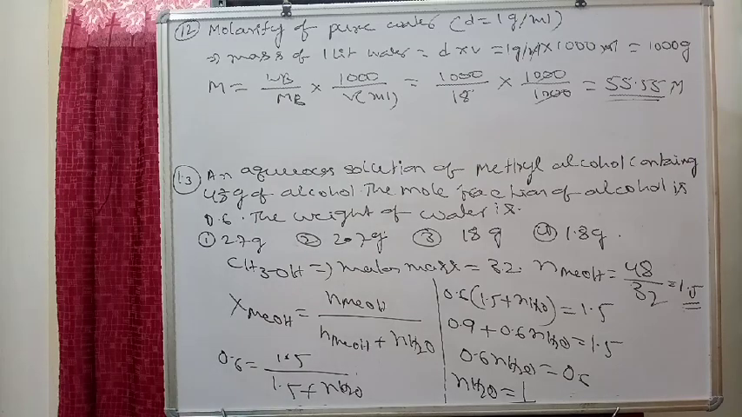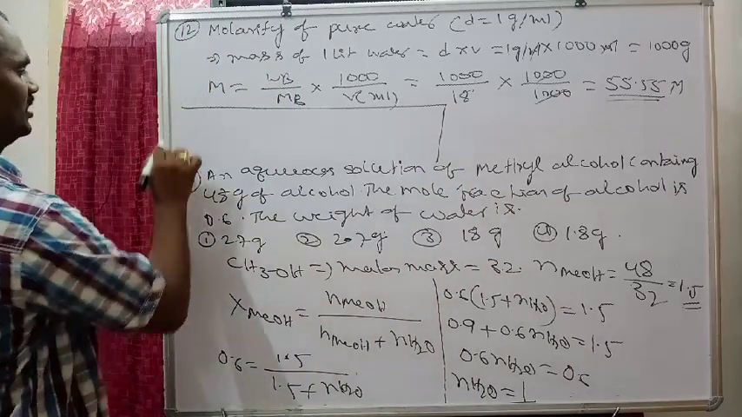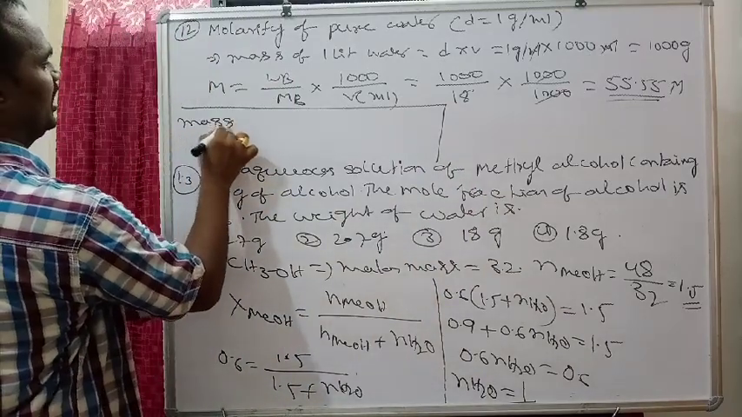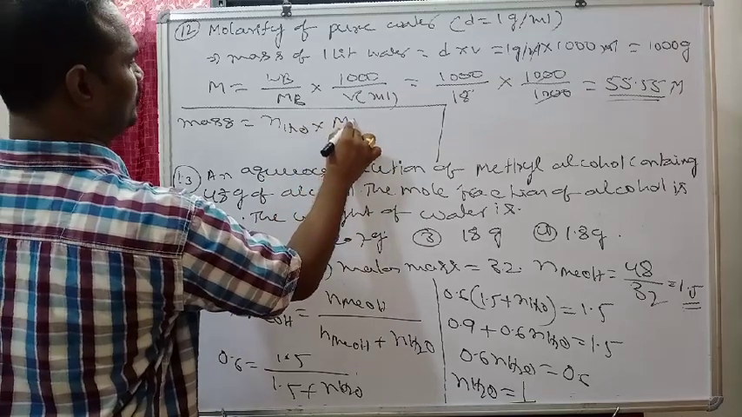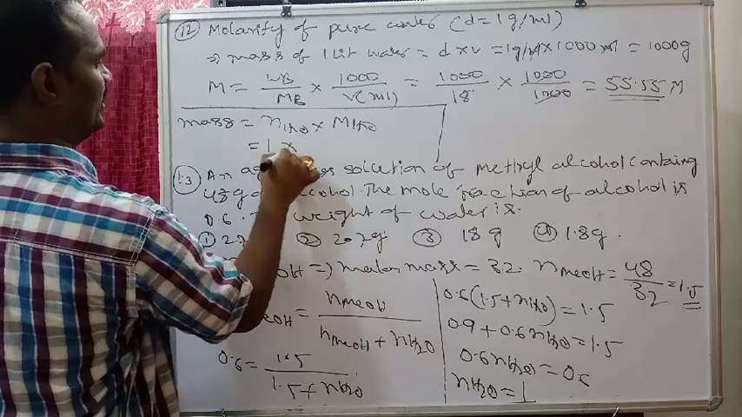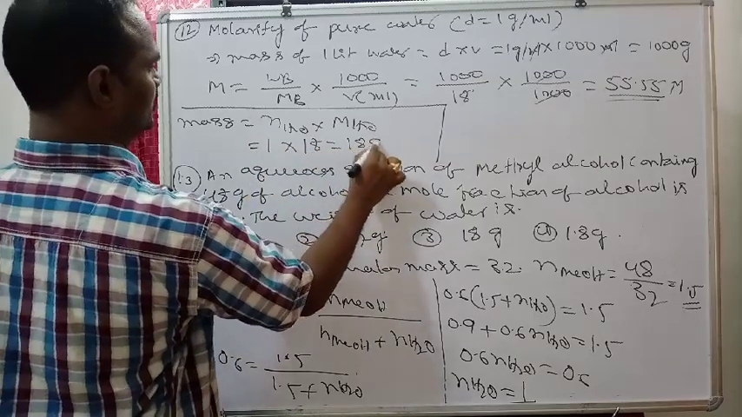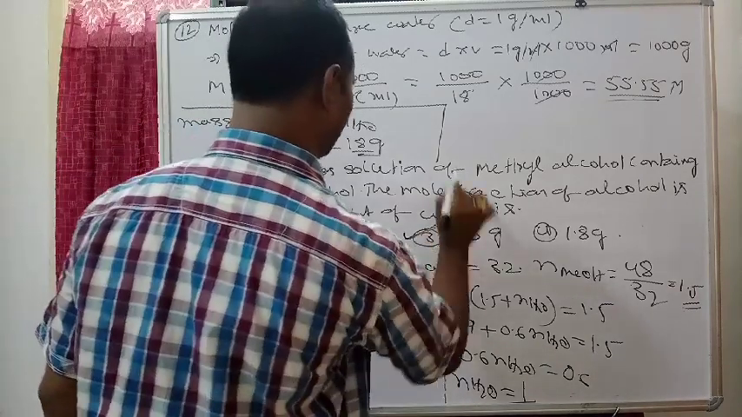Here we get 1 mole of water. To calculate mass, mass is equal to the number of moles of water into its molar mass. H2O, what is it? 1 into 18. This is 18 grams. The mass of 1 mole of water is 18 grams. The correct option is this one.